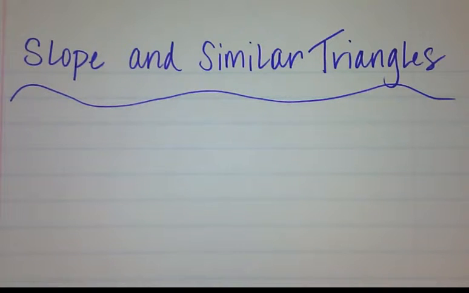So today we're going to look at how slope and similar triangles are related, because there is a way to show that triangles are similar if you look at the slope. By that we're talking about right triangles. So we're just going to go ahead and jump right into our first example.